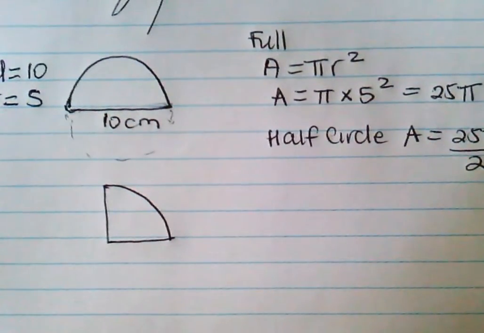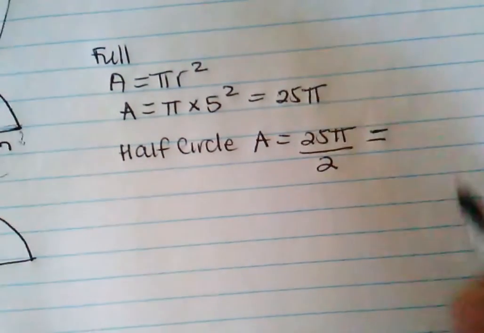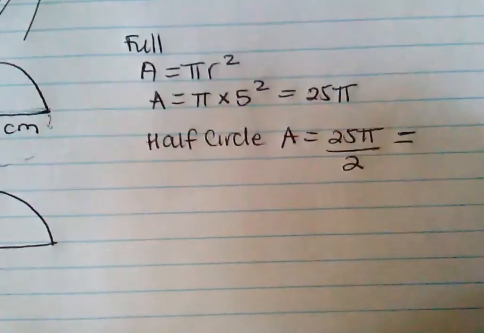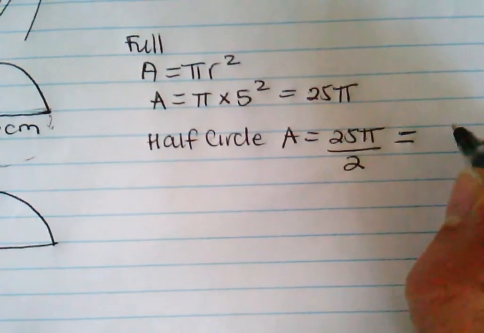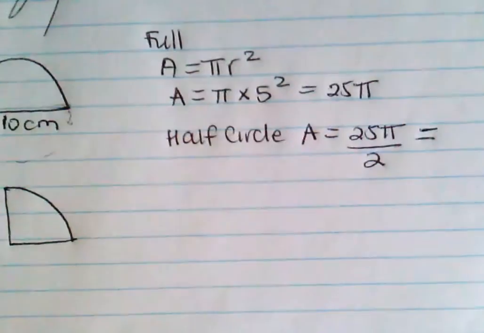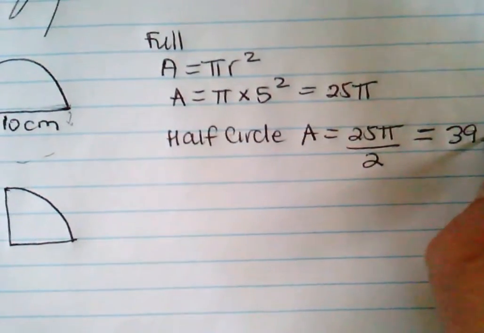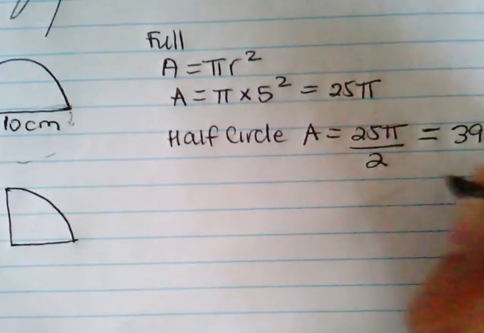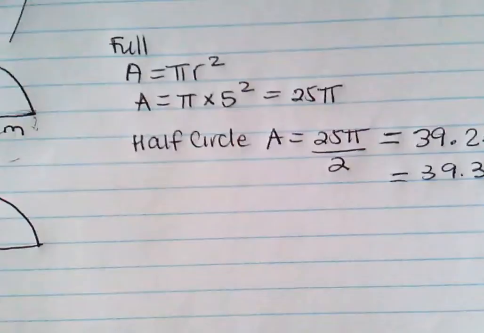Are we okay? Yep, and what do you get, girls? 25 pi divided by 2. It's 12.5 pi, but what do you get as a number? 39.2699 etc., which is 39.3 centimetres squared.